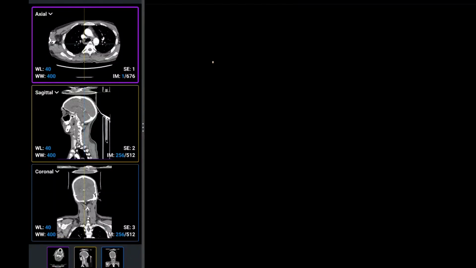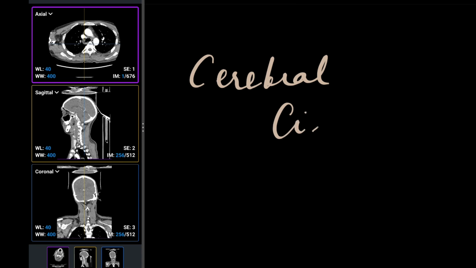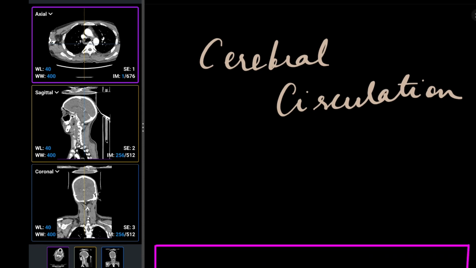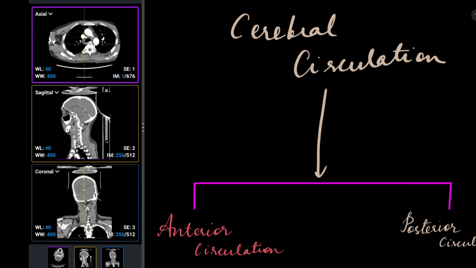So let's talk about cerebral circulation. Cerebral circulation is essentially nothing but the intracranial vasculature, which we divide into anterior circulation and posterior circulation based upon its origin. It is divided into these two.